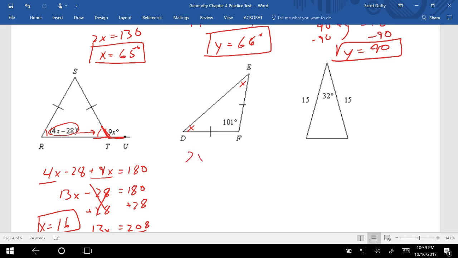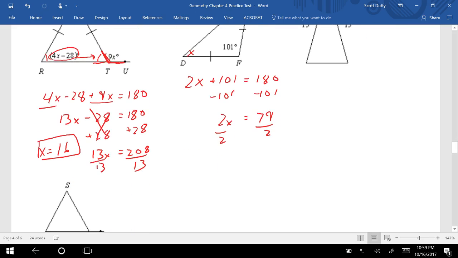So we say 2x's plus 101 equals 180. Subtract 101. And you get 2x's equals 79. Divide by 2. And you get x equals 39.5 degrees. In this case, it is degrees.